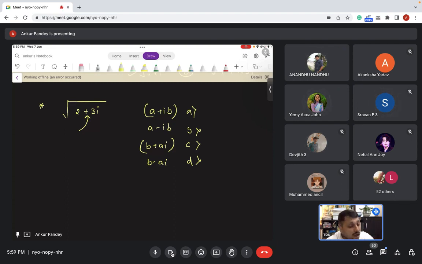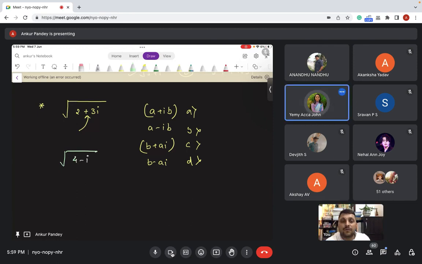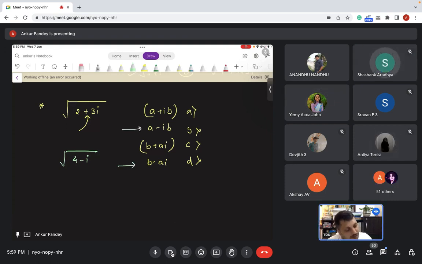So suppose the question would have been 4 minus i, then which would have been the possible answers? B and D. Yeah, shabash. Understood or not? Then we will square B and D and check which one is satisfying. Clear? Look at it. So easily you guys have done it. Very good. Relax and see.